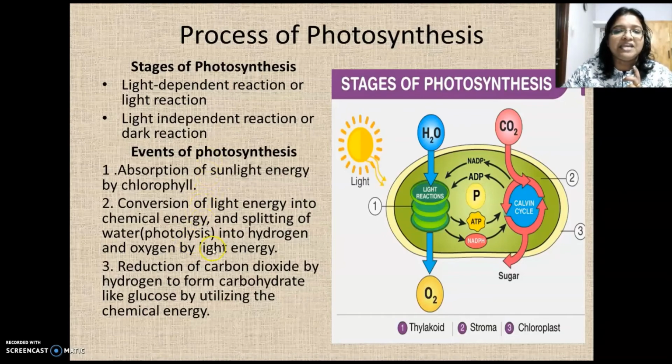So these are the main events of the light reaction. First one, absorption of sunlight. Second one, conversion of light energy to chemical energy, that means ATP and NADPH. And also the splitting of water, photolysis of water into hydrogen and oxygen by light energy. Is it clear?